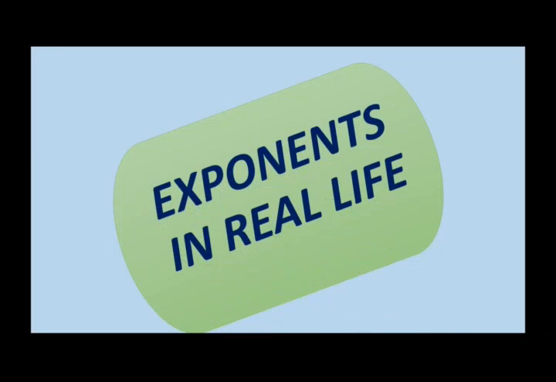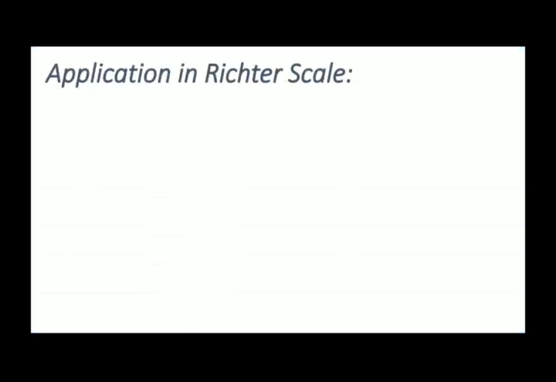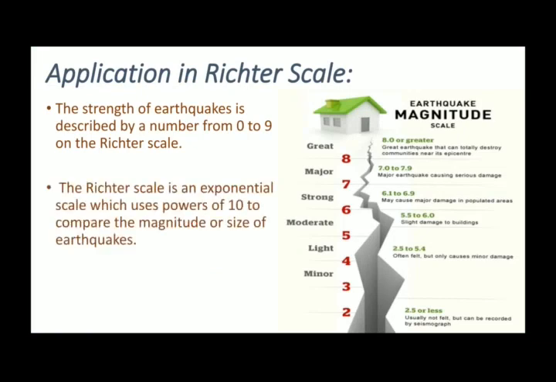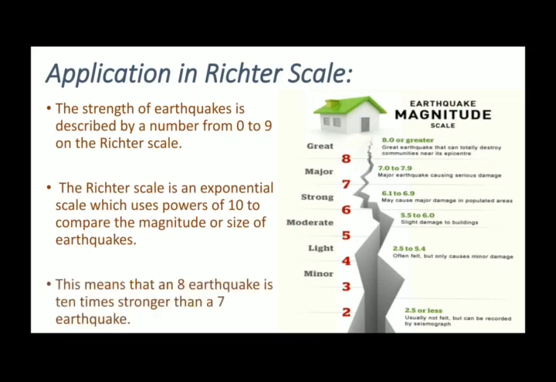But the question is, are we really using this in our real life? Of course, yes. Exponents are used in computer games, physics, science, engineering, economics, accountancy, finance, and many other disciplines. Some of the examples are its application in the Richter scale. The strength of earthquakes is described by a number from 0 to 9 on the Richter scale. The Richter scale is an exponential scale which uses powers of 10 to compare the magnitude or size of earthquakes. This means that an 8 earthquake is 10 times stronger than a 7 earthquake.